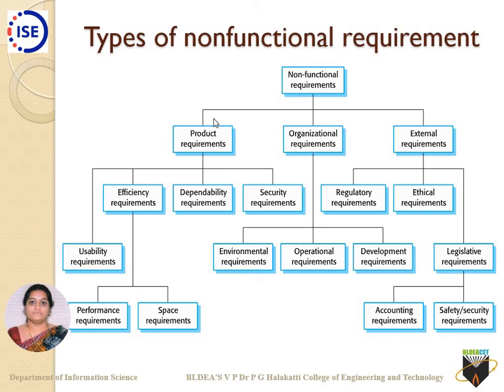Non-functional requirements, if I consider them from the perspective of product requirements, go accordingly as efficiency, dependability, security, usability. Efficiency, I say, covers performance and space. Non-functional requirements even include organizational requirements, that is, what an organization requires. What are these organizational requirements?